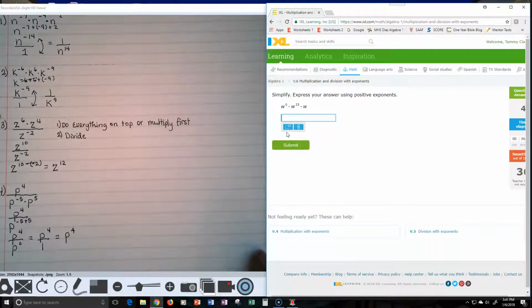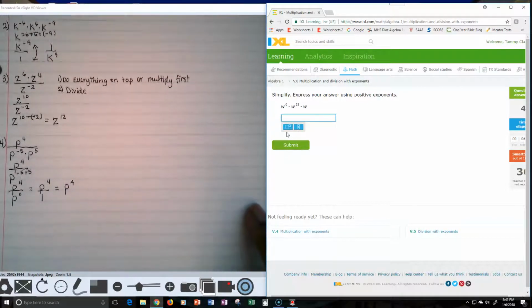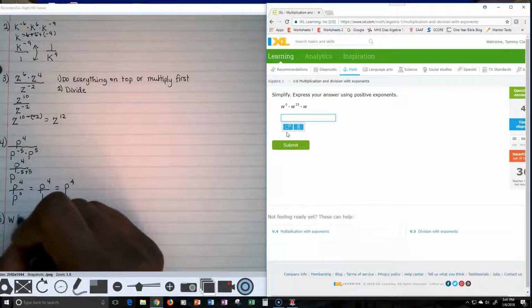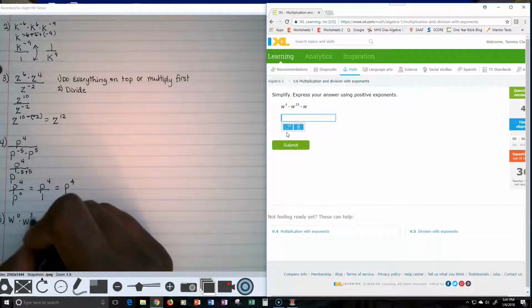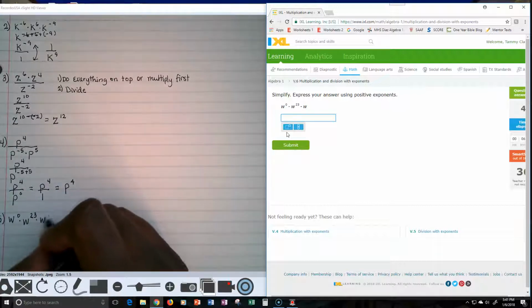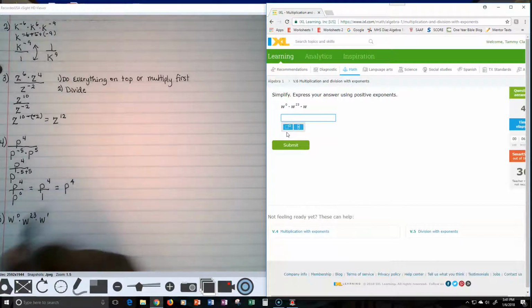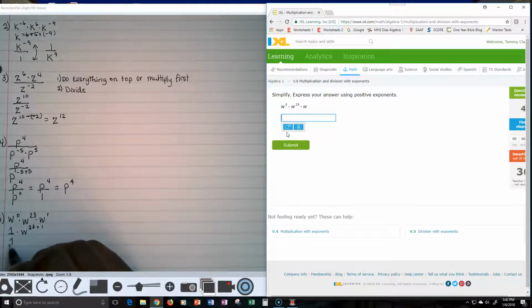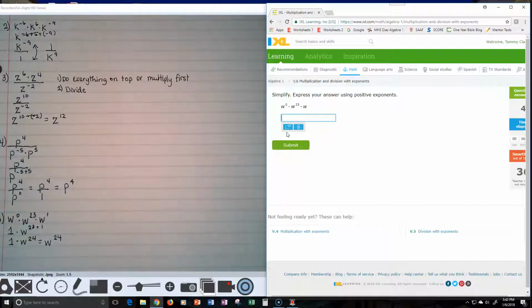All right, let's look at number 5. We've got w to the 0 power times w to the 23rd power times w, and we know there's an imaginary 1 there, so to the 1st power. W to the 0 power is 1, multiplied by w to the 23rd plus 1, because we're keeping our base, which is w. And so that would be 1 multiplied by w to the 24th power, which is equal to w to the 24th power.